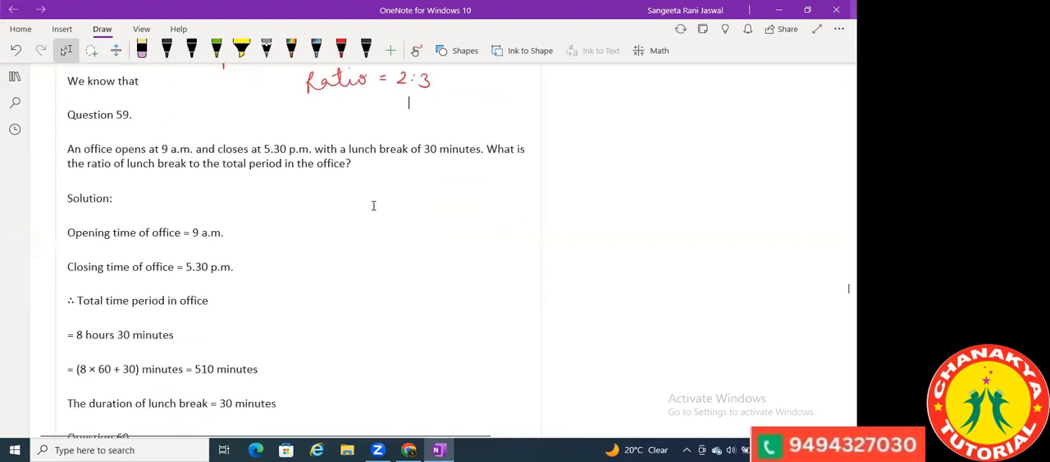An office opens at 9 a.m. and closes at 5:30 p.m. with a lunch break of 30 minutes. What is the ratio of lunch break to the total period in the office? Okay, the lunch break is 30 minutes and the working hours are from 9 to 5:30. So just work out how many working hours there are.